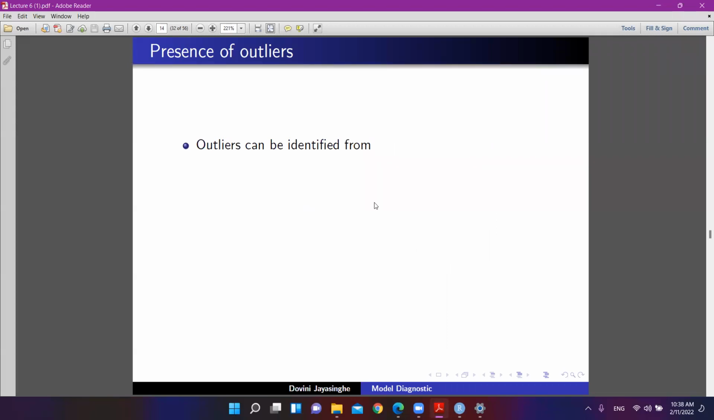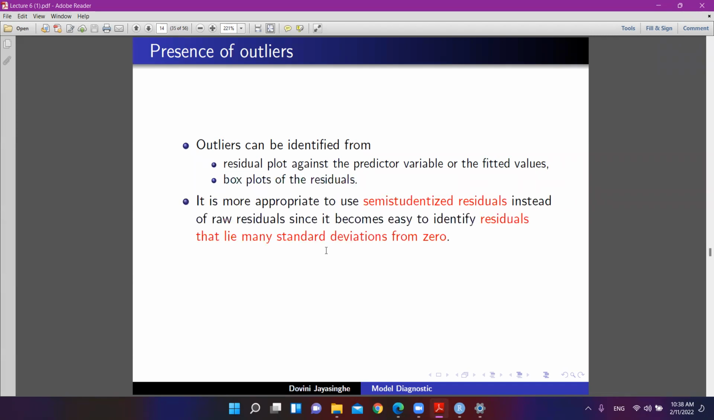Presence of outliers. Outliers can be identified from residual plots against the predictor variable or the fitted values. Box plot of residuals: in the box plot, we can identify the residuals. It is more appropriate to use semi-studentized residuals instead of raw residuals, since it becomes easy to identify residuals that lie many standard deviations from 0. Because we divide by the MSE, the deviations become very small, so you can easily identify them. So it's more appropriate to go with this when you want to identify the outliers.